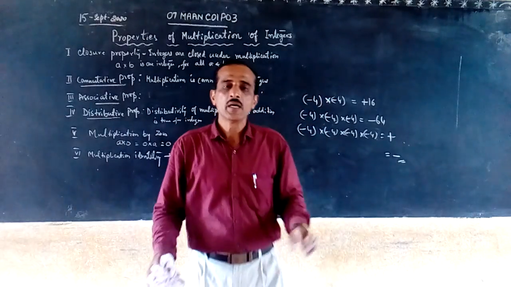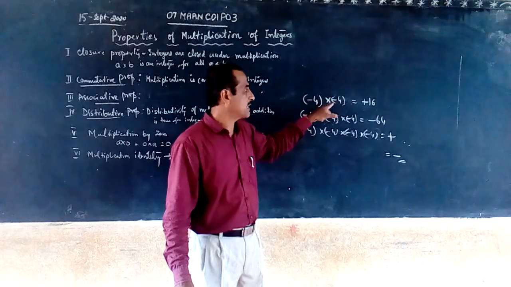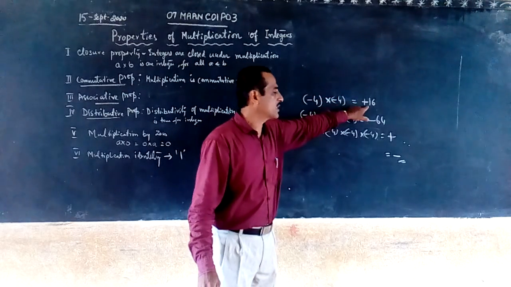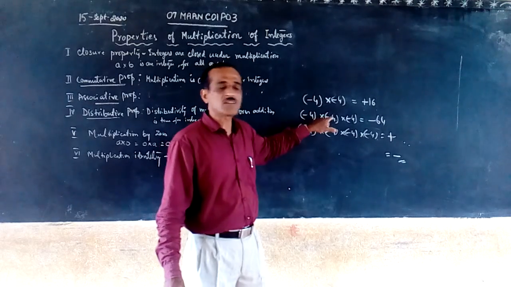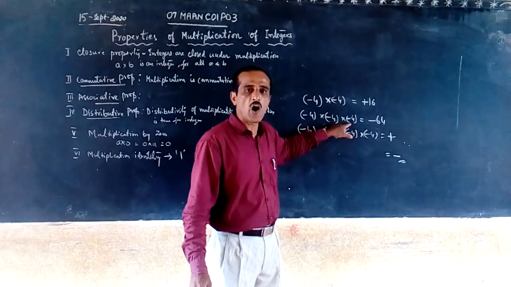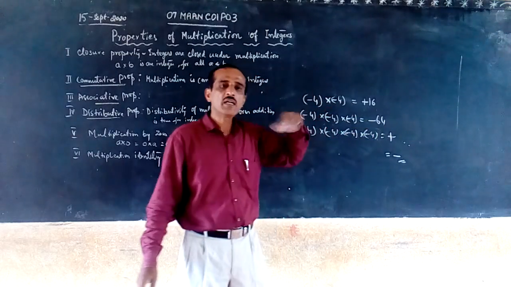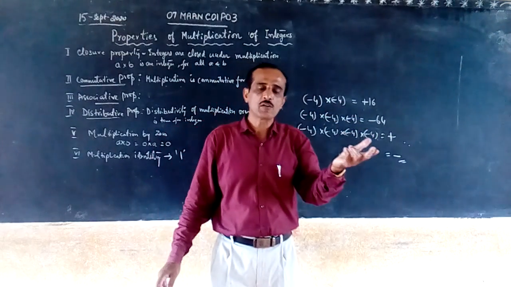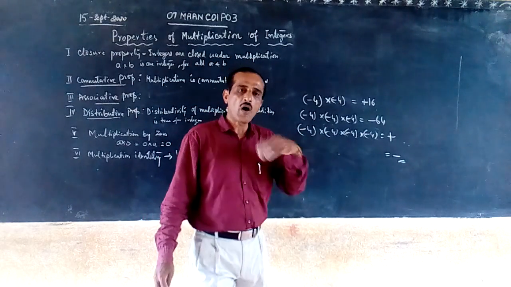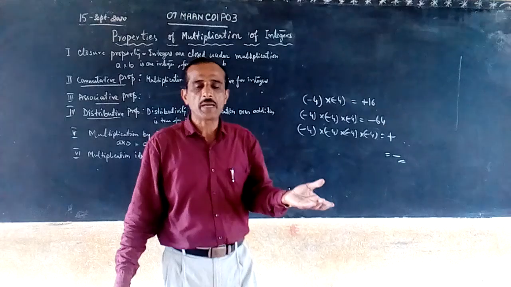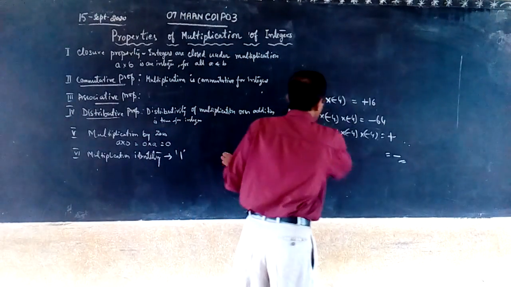Therefore, remember, if the number of negative integers in the multiplication is even, then the product is positive. If the number of negative integers in the multiplication is odd, then the product is a negative integer. An even number of negative integers multiplied gives a positive integer. An odd number of negative integers multiplied gives a negative integer. So this one you must remember.